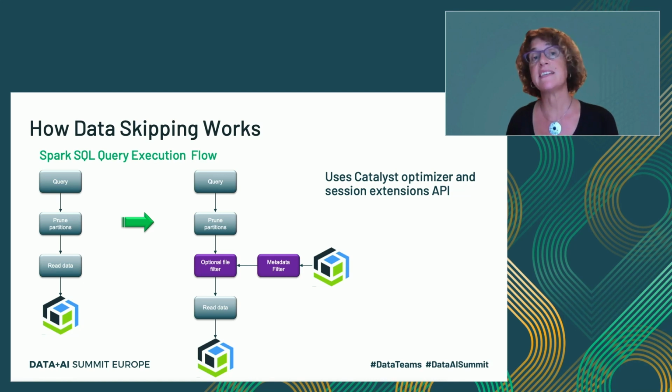So how does data skipping work? Our code is an add-on library which enables the modified query execution flow you see here. On the left is a typical Spark SQL query flow. There's a partition pruning step before reading the data from object storage. We introduce an additional pruning phase which consults object level metadata. This is done using the Catalyst Optimizer and the Session Extensions API.